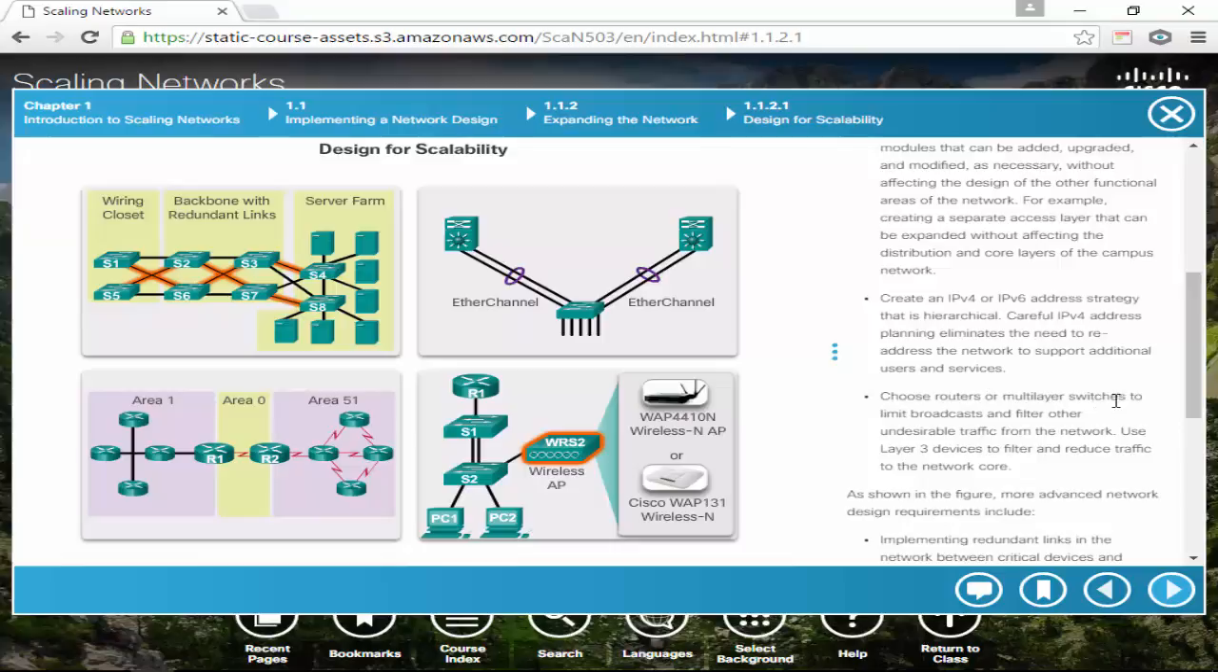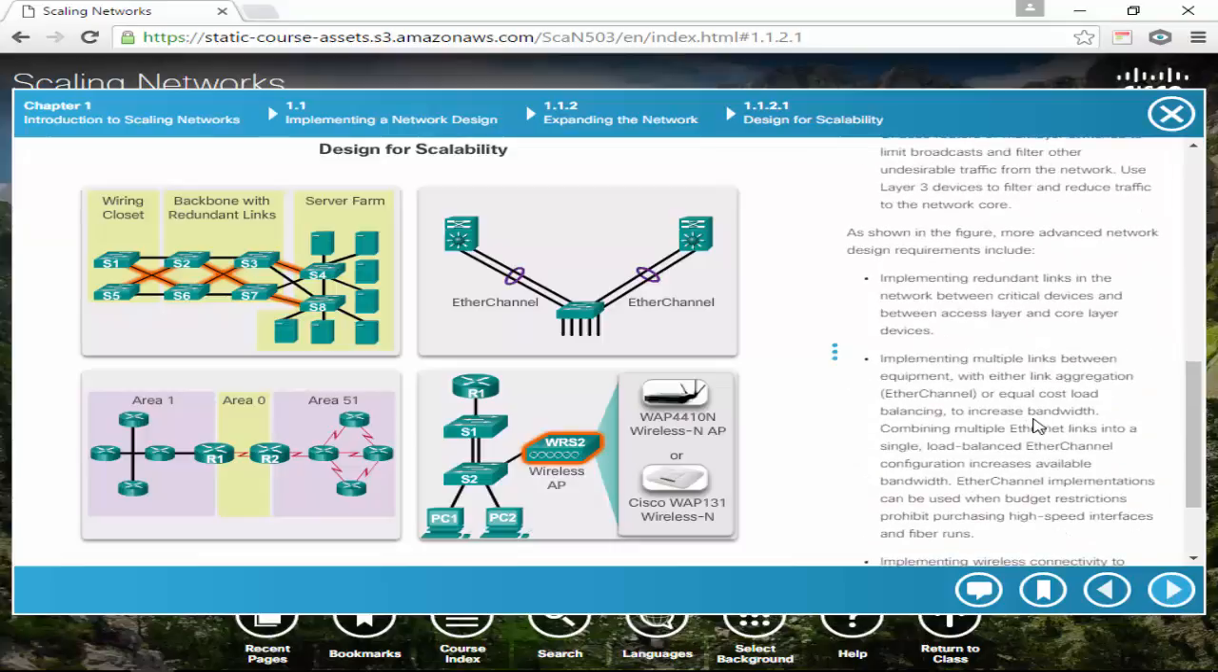Choose routers or multi-layer switches to limit broadcasts and filter other undesirable traffic from the network. Okay, so that's good enough. Well, what do we have here?